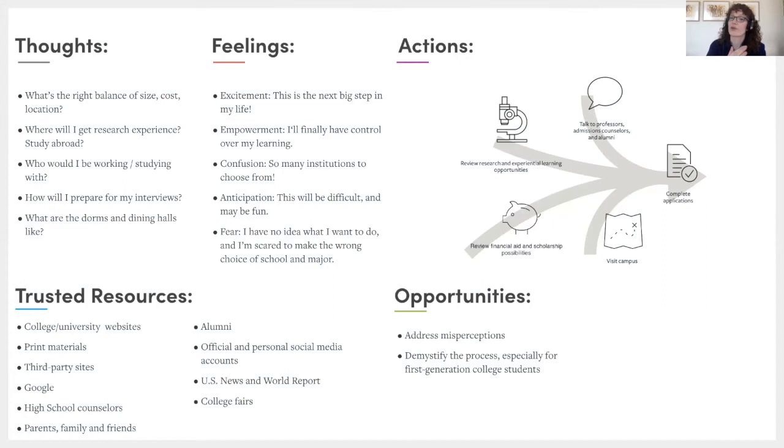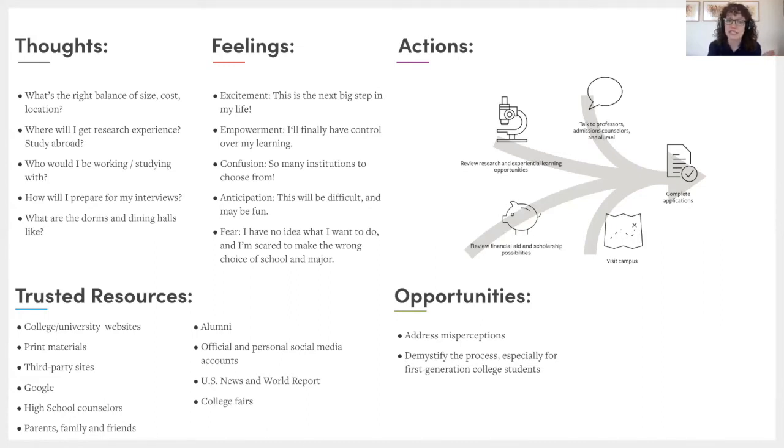We see a wider range of feelings in this phase, everything from excitement and empowerment to some confusion as they're trying to assess what the right choice is for them and what the differences and similarities are between maybe some different institutions that they're looking at. We also see a sense of anticipation. This is going to be difficult, but it could be fun. And we see quite a bit of fear here. And that really goes down to students who are like, maybe I'm not really sure what I want to do. I know this is a big choice for me and for my life, and I'm really sort of scared of making the wrong choice, picking the wrong institution, selecting the wrong major.